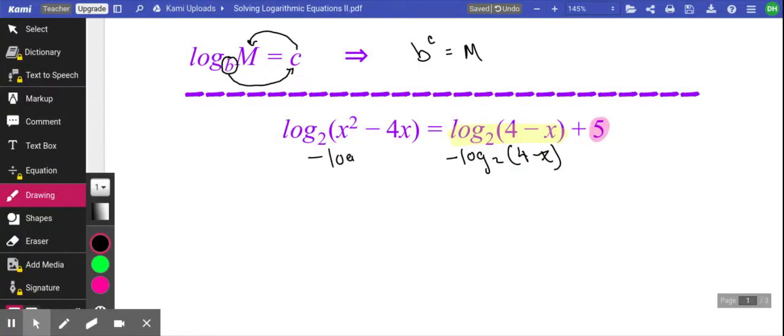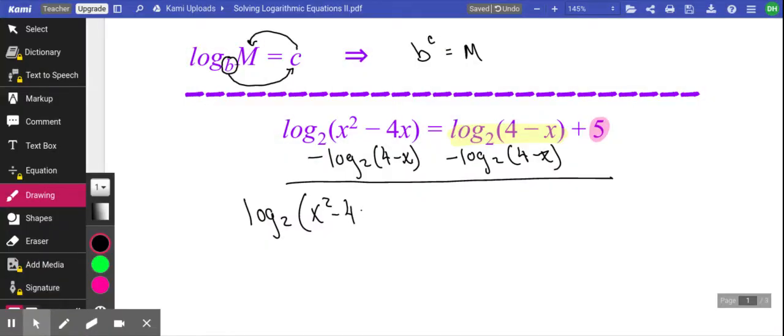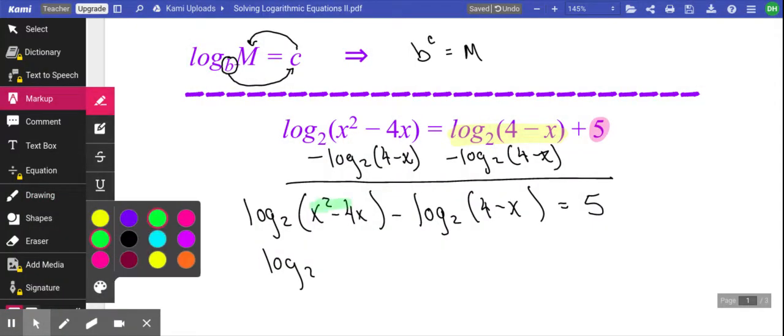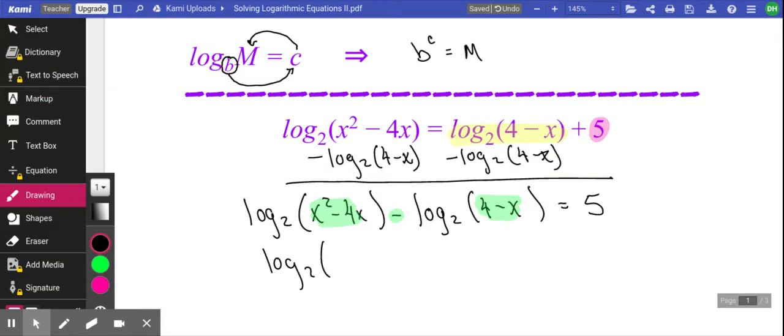Whatever I do to one side, I'll do to the other. When we're all said and done, we've got the first log on the left-hand side minus the one that I'm attempting to move over, equals that 5. Then we can combine the two logs on the left using our quotient property. When I condense the two logs into one log, it's going to be this quantity divided by this quantity, because that subtraction sign is going to transform itself into division. So in big parentheses, we've got x squared minus 4x divided by the quantity 4 minus x.